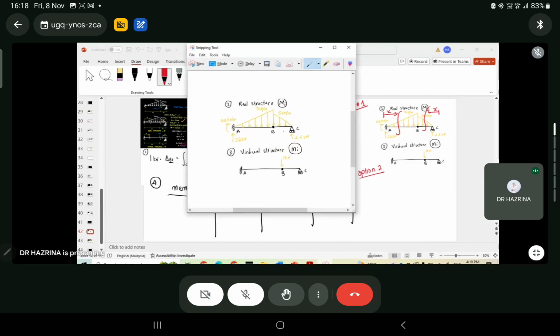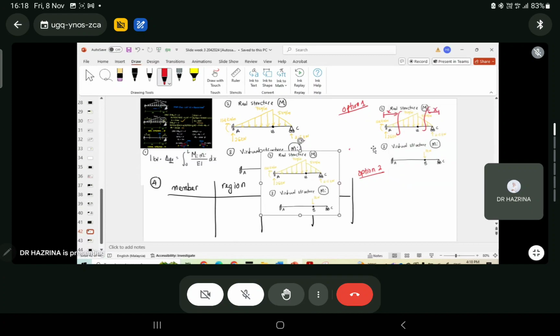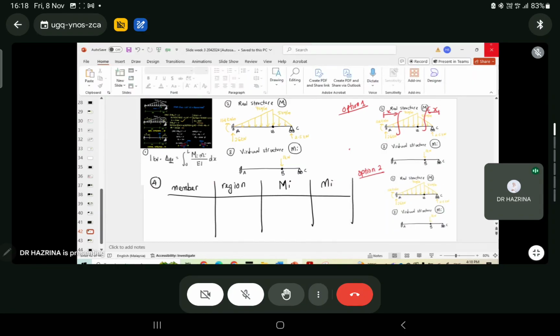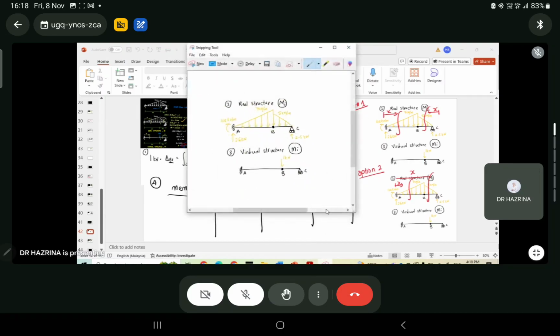Okay, option 2, what you can have, okay, untuk option 2, mungkin everything you wanted to start from the left hand side. So let's say you have here, so satu region, and then you akan ada dua region. Alright, so another option, maybe you nak buat daripada left hand side.